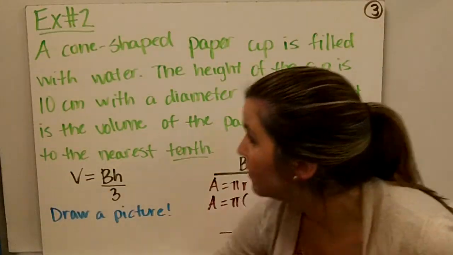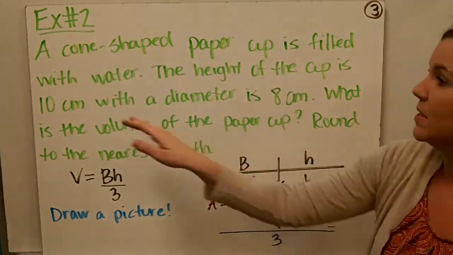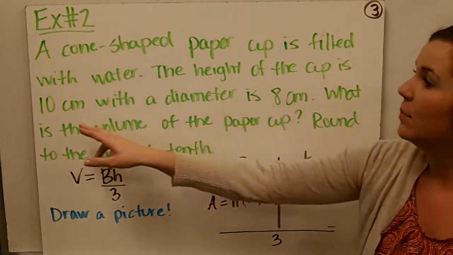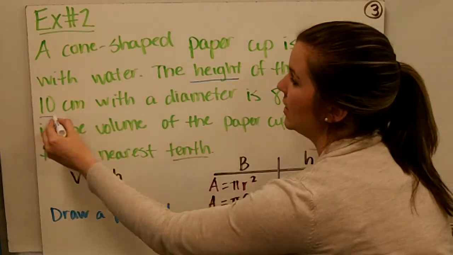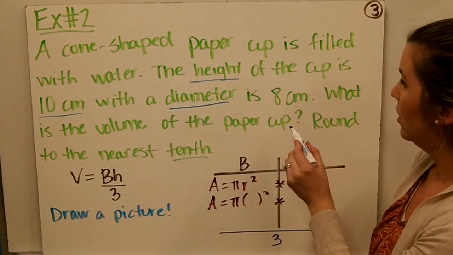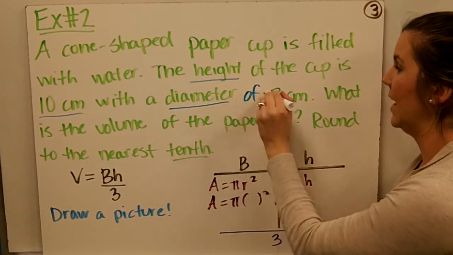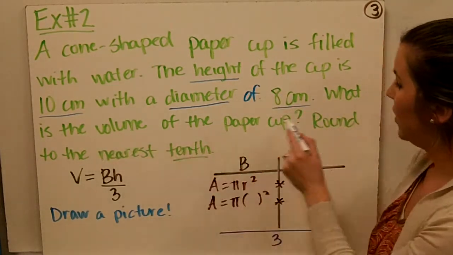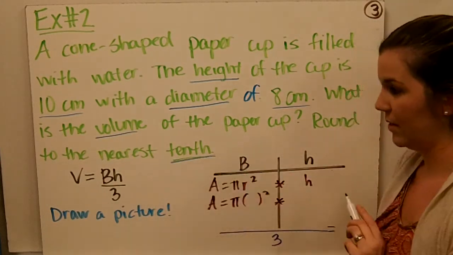Let's look at another example. Example number 2. Here's a word problem. A cone-shaped paper cup is filled with water. The height of the cup is 10 centimeters. That's important. Let's underline it. 10 centimeters with a diameter of 8 centimeters. What is the volume of the paper cup? And round to the nearest tenth.